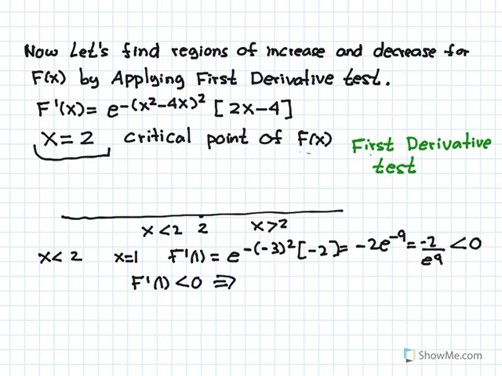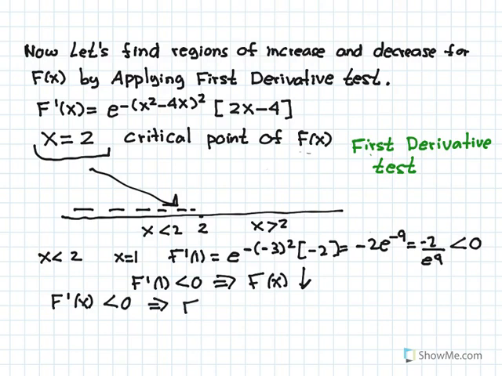So F prime of 1 is less than 0. That means that F of x is decreasing. The derivative is negative. That means the function is decreasing. So the terminology is very important here. F prime of x is negative. That implies that capital F of x is decreasing.